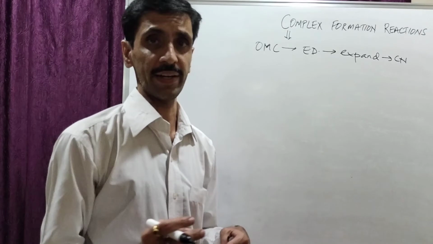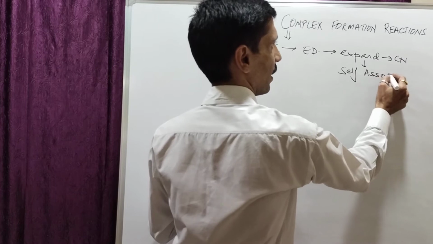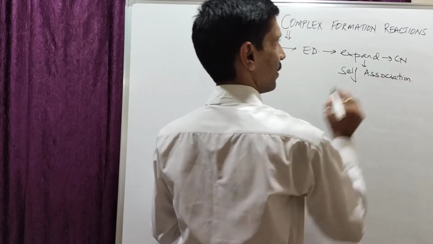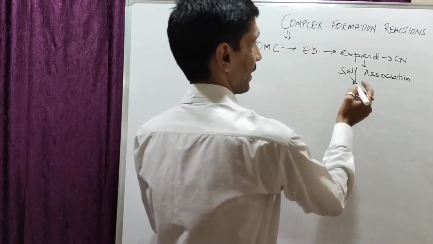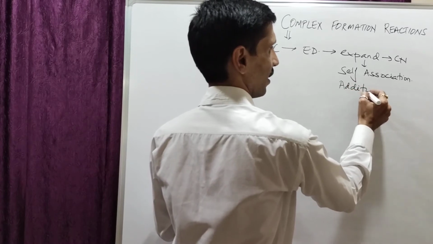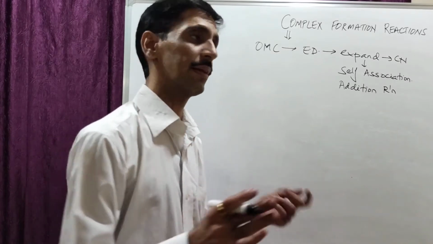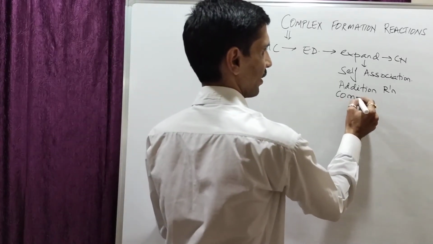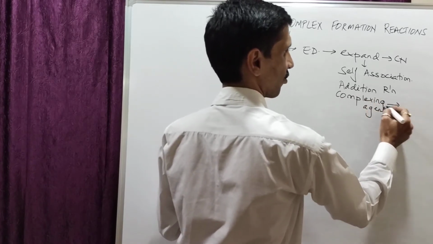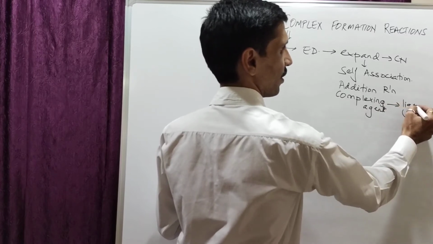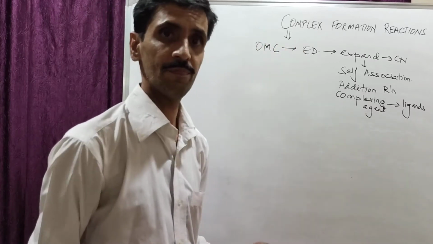Now, what are the methods by which they are going to do it? The methods are like, we have self-association, combining along with itself, okay, to form dimers and the trimers and the tetramers and so on. Or it can be through addition reaction, resulting in the formation of adducts. And the third and the most commonly used method is combining with a complexing agent, which we very well know as ligands. So these are the ways and methods by which they can expand their coordination number.